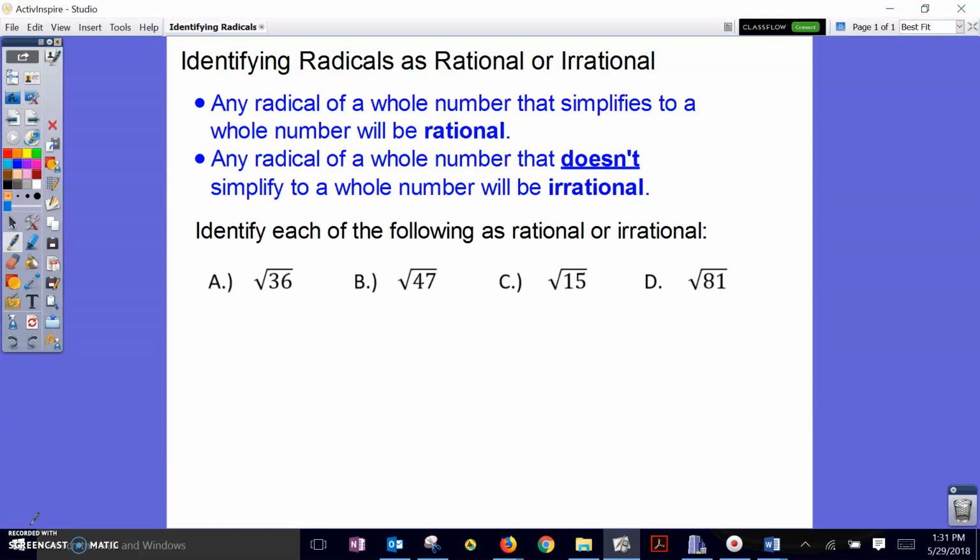All right, this video is going to cover identifying radicals and whether they are rational or irrational. It's going to be a pretty short video on this one. Just a quick refresher, what does it mean for a number to be rational?